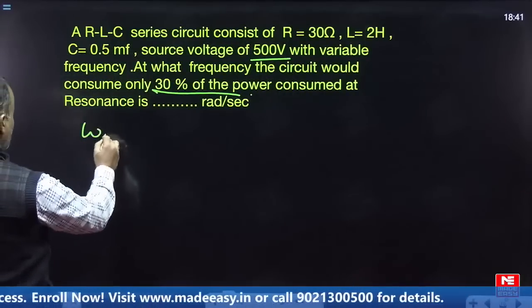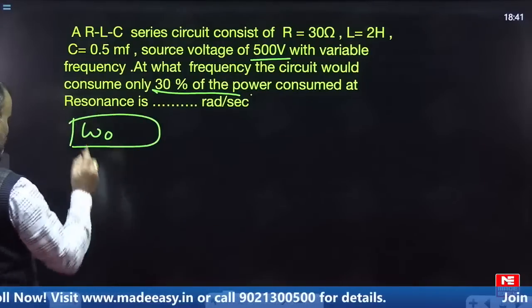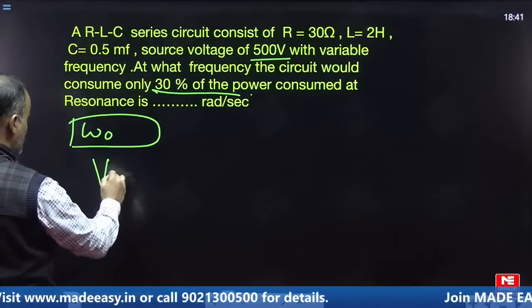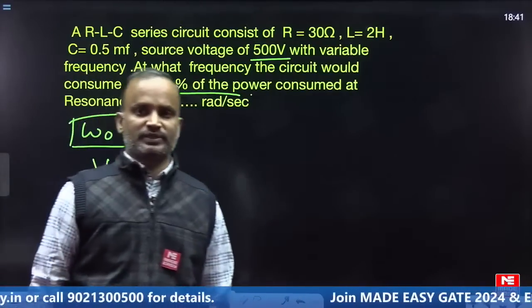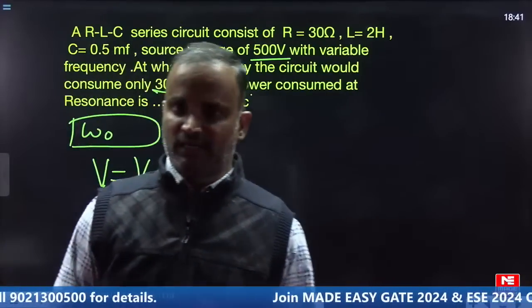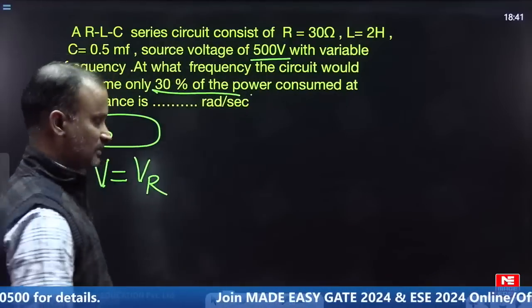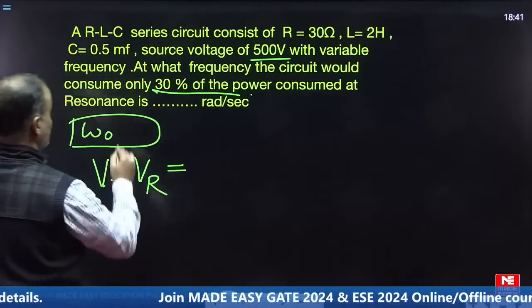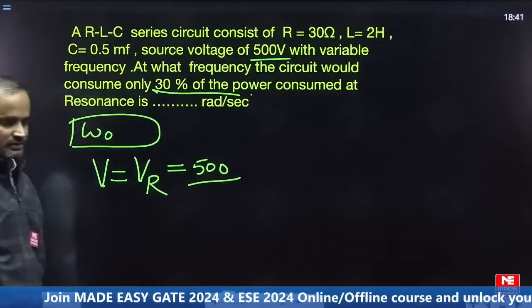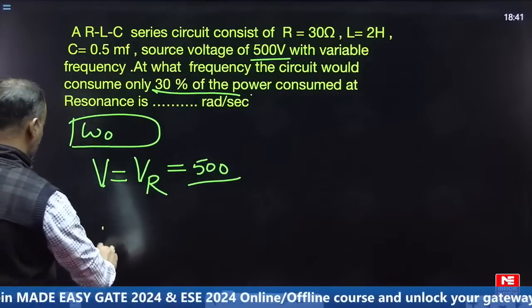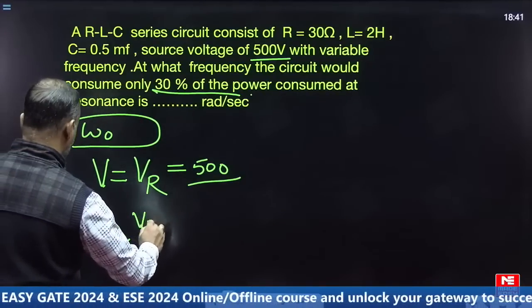Now, corresponding to resonance, omega naught. At resonance condition, the source voltage and the voltage across the resistor are exactly equal. Corresponding to series resonance, the entire source voltage goes across the resistance. The question gives the supply voltage as 500, which comes across the resistance. Can you find the power from this? Simply we write this as V square by R.